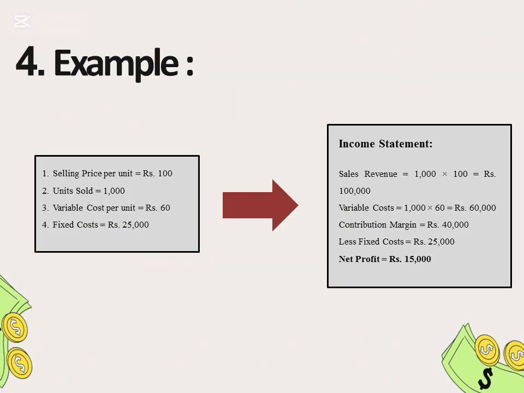Example given. Selling price per unit 100 rupees. Units sold 1000. Variable cost per unit 60 rupees. Fixed cost 25,000 rupees. Income statement.